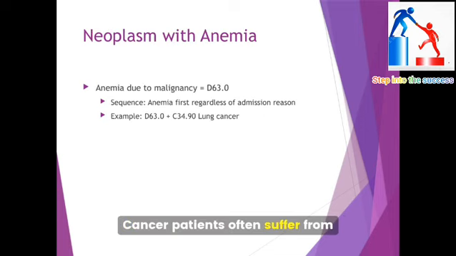Cancer patients often suffer from complications like anemia. If a patient is admitted specifically for anemia due to malignancy, there is a very specific sequencing rule. The anemia code D63.0 must be sequenced first, followed by the code for the cancer itself. This is a key guideline to remember for your exams and daily work.